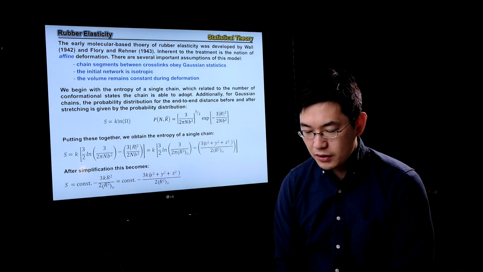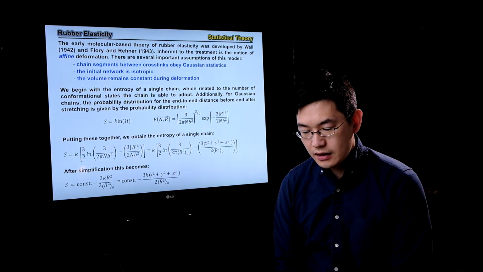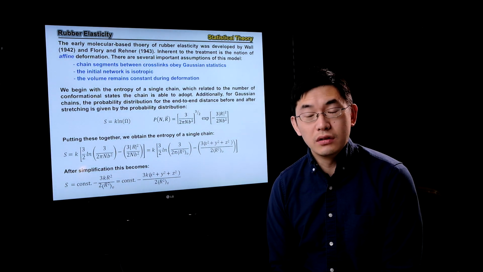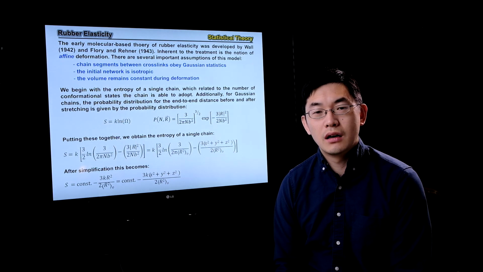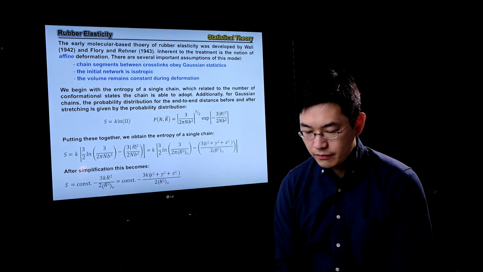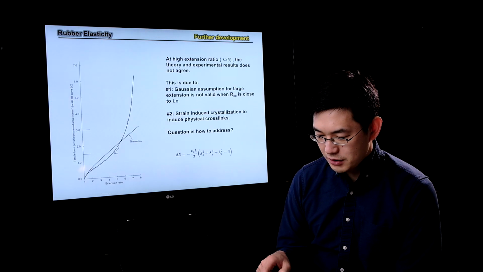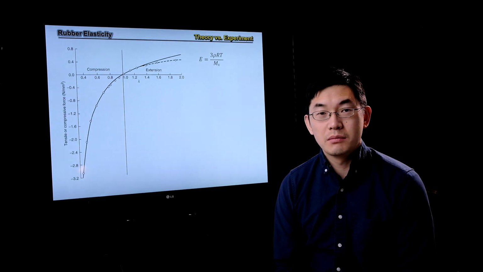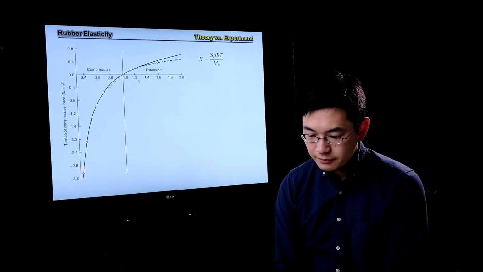The second part is where we discuss that the initial network is isotropic. This usually holds true, and in many cases your rubber is going to start in an isotropic state. The volume remains constant, and that's pretty much the case. But again, there is always going to be a deviation from the ideal Poisson ratio of 0.5 for an ideal elastomer.